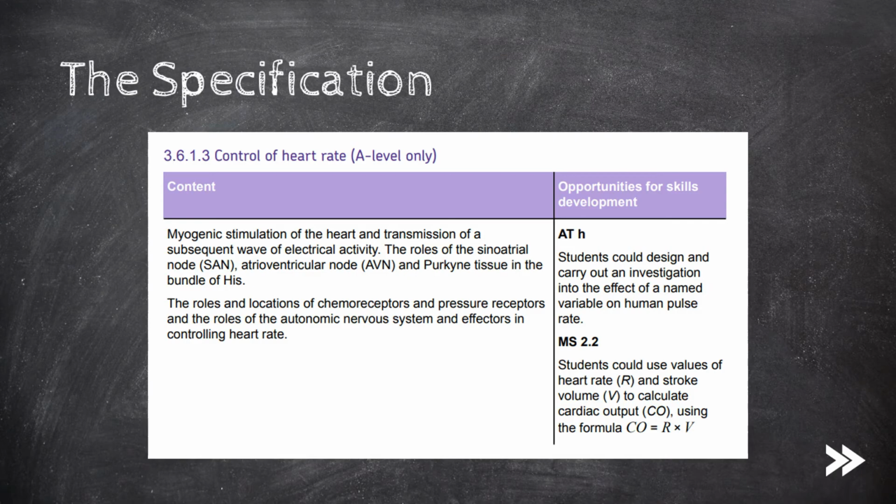Great, that would be this part of the specification covered. We have covered how an electrical impulse is triggered at the SAN and how it then spreads throughout the heart. We have also covered the roles of the sinoatrial node, the atrioventricular node, and Purkinje tissue in the bundle of His. Finally, we have covered the roles and locations of chemoreceptors and pressure receptors, and the roles of the autonomic nervous system and effectors in controlling heart rate.